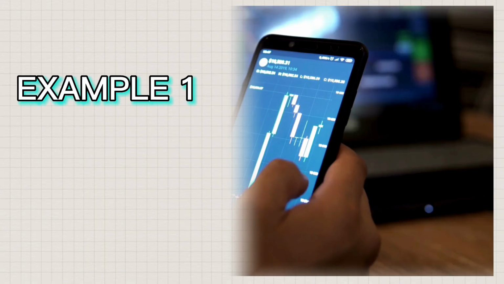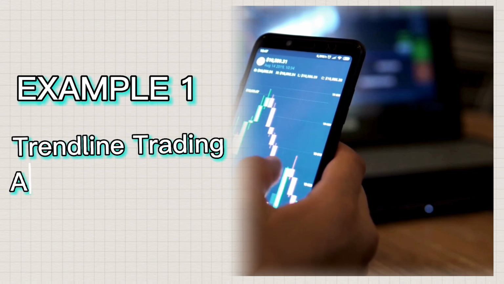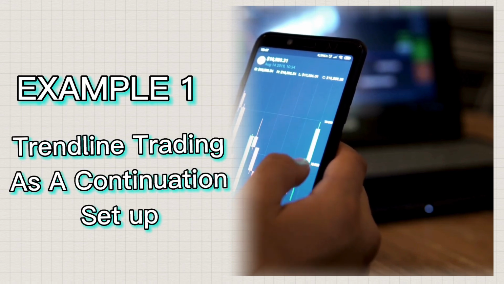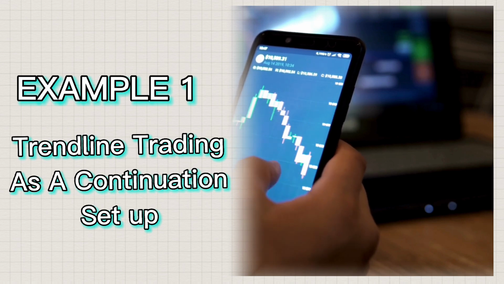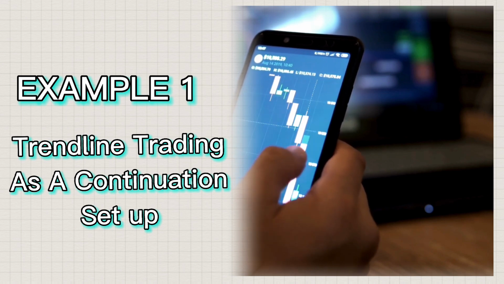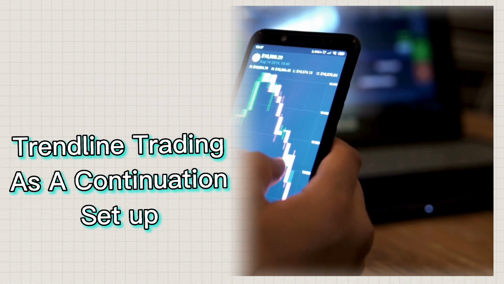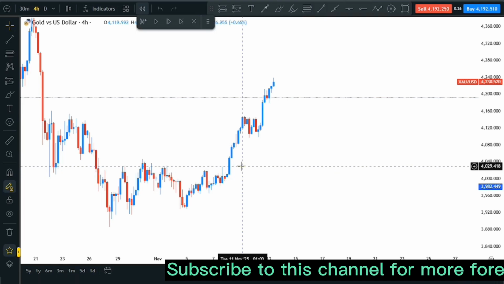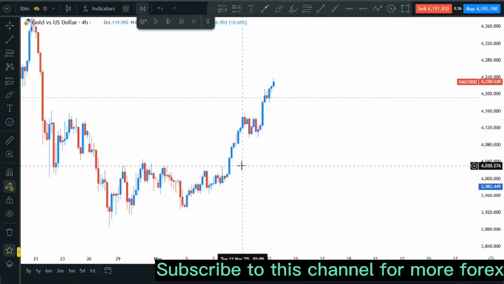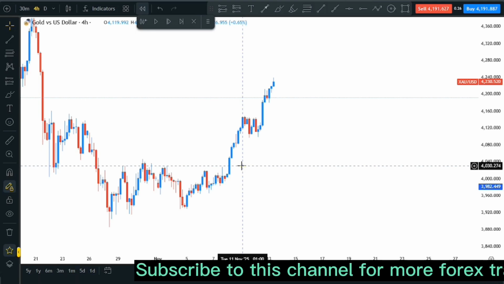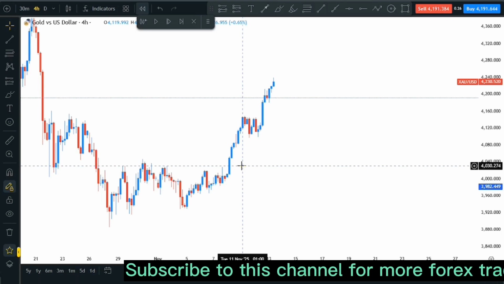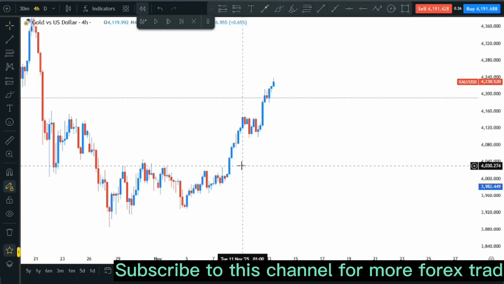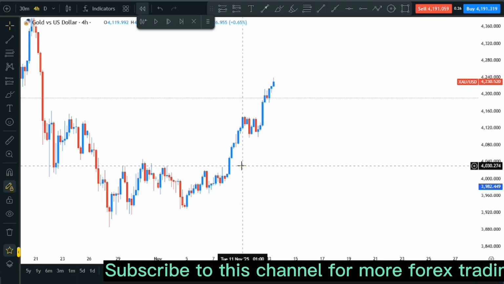Example number one, let's talk about how we can trade the trend line as a trend continuation setup. For this example, we are going to be using gold US dollar. Now let's go into the chart and see how to get it done. Here is the chart that we are going to be using for this example. There are certain rules I follow before I trade the trend line continuation setup, also known as the trend line bounce. I don't just enter the trade blindly.